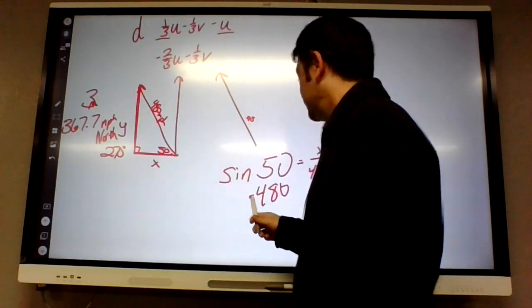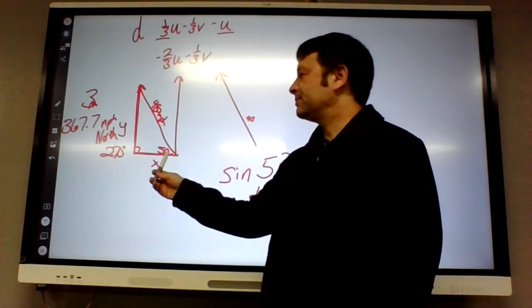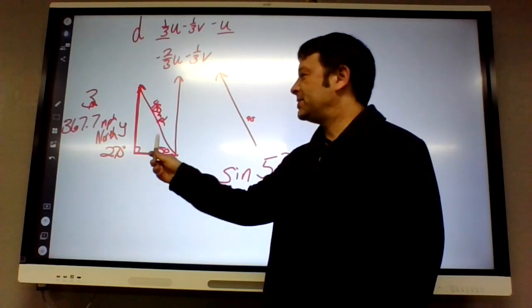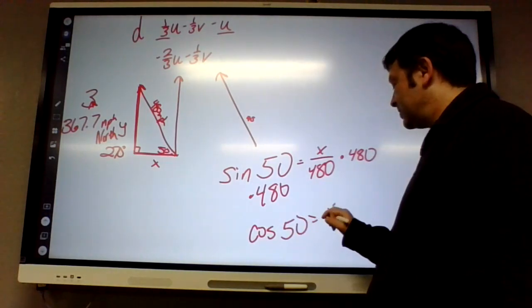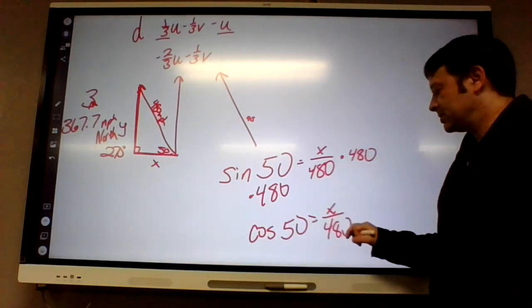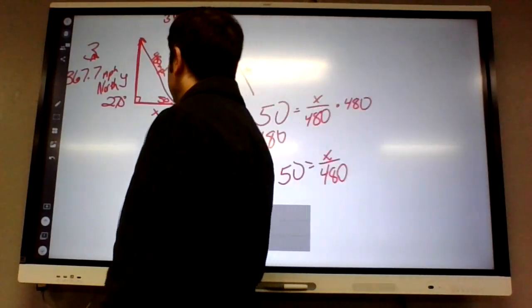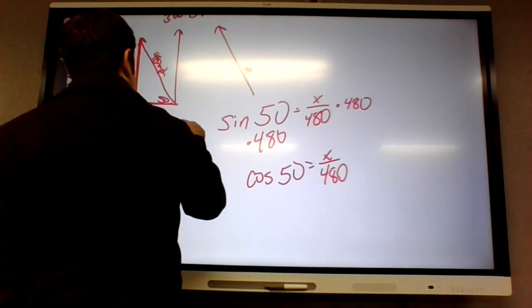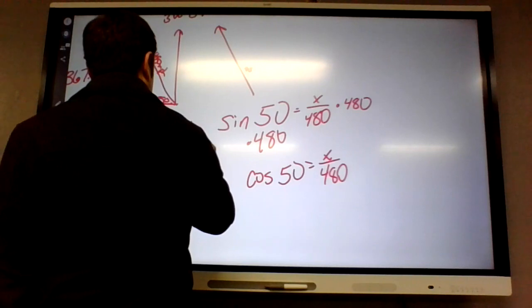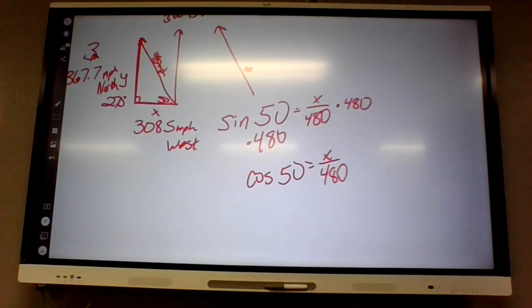Okay, so I screwed up here. This is going to be adjacent. Adjacent over hypotenuse, so that would be cosine. So cosine of 50 is adjacent over hypotenuse. 308.5 miles per hour west. It's basically like your x and your y coordinate for that.